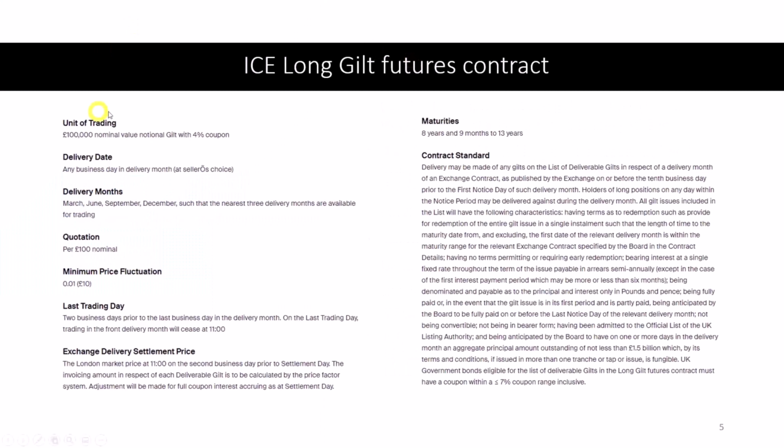On the screen now we can see the actual contract specifications for the long gilt. This is the ICE contract. We can see that in the case of this contract, this is based on £100,000 nominal. This now has a theoretical or notional gilt with a 4% coupon. The minimum price fluctuation in this case is 1 penny.